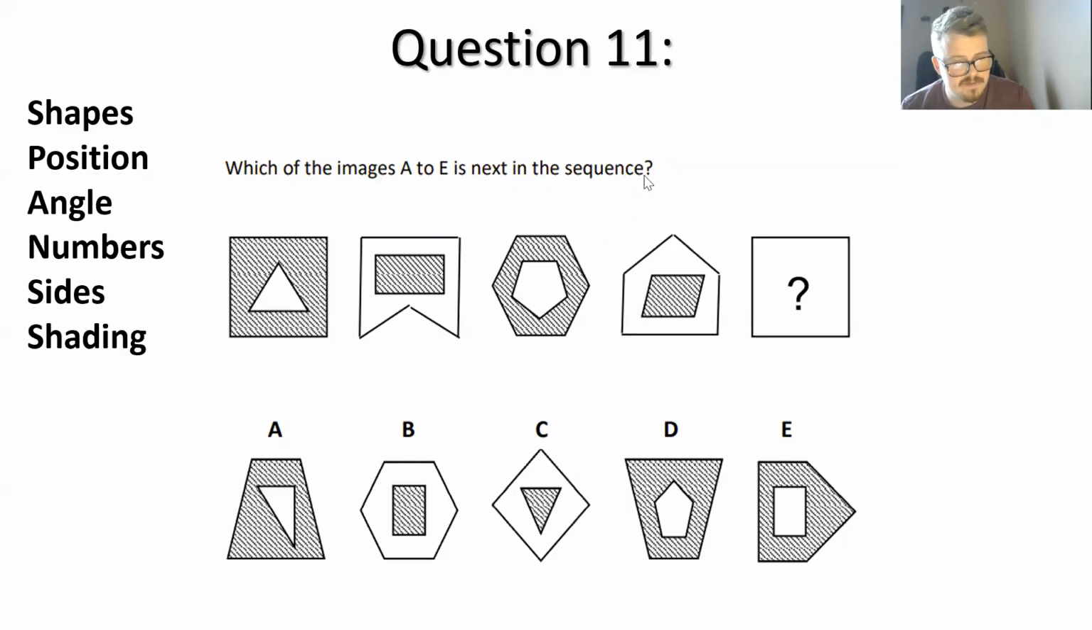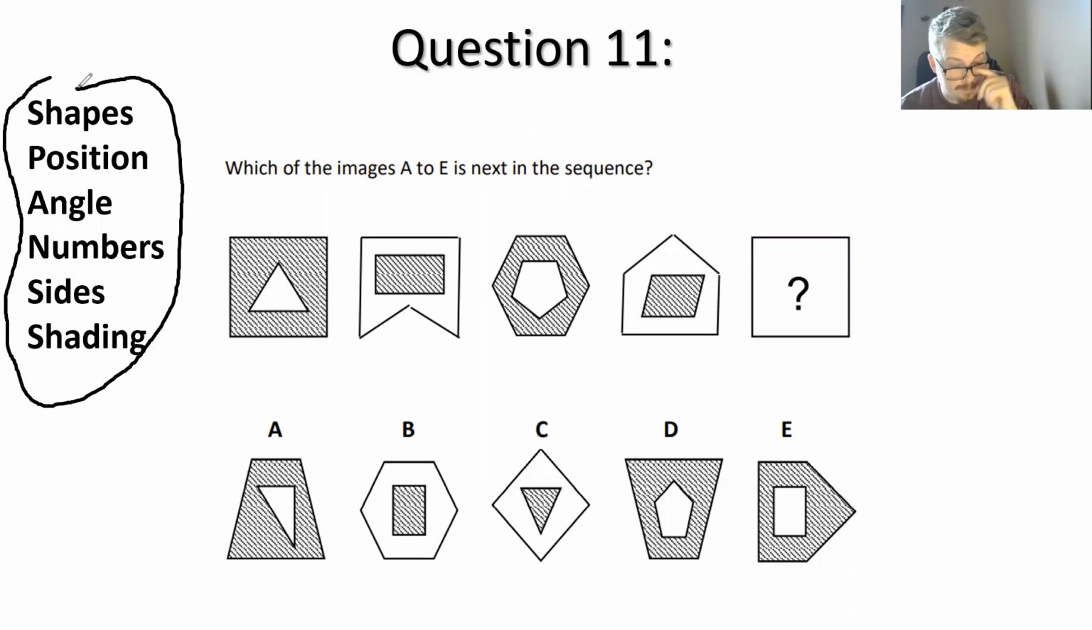Hello. So in this video, I'm just going to go through the 5 non-verbal reasoning questions that we did in the quiz the other day, just to make sure you understand how we get to the answers. So remember, it's very important to consider factors: shapes, position, angle, numbers, size, shading. If you consider this when you're answering the questions, then suddenly the question can become a lot easier.